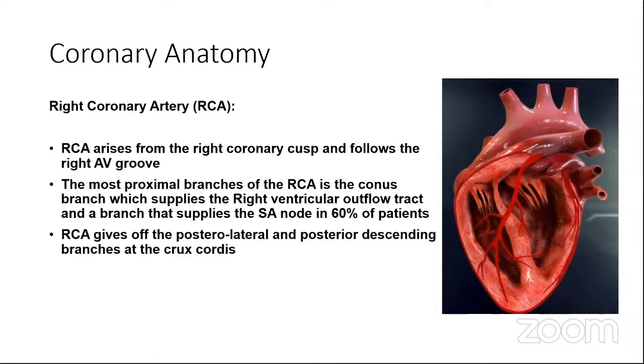The RCA arises from the right coronary cusp and follows the right atrioventricular groove. The most proximal branch of the RCA is the conus branch, which supplies the right ventricular outflow tract, and the branch that supplies the SA node in 60% of patients. The RCA gives off the posterolateral and posterior descending branches at the crux cordis.